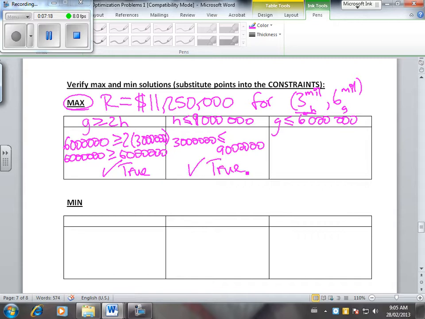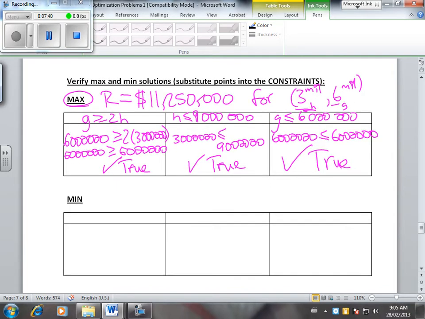And then we test our last one. So G is 6 million. So we have 6 million less than or equal to 6 million. Is 6 million less than or equal to 6 million? It is, so that's true. So our maximum value is verified. We've just verified it with each of the inequalities.